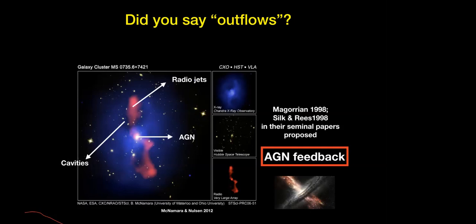It has radio jets, which are visible in radio. And these radio jets are clearing out cavities and creating pockets in the gas, which are seen in the X-ray image of the galaxy cluster. And this galaxy cluster is also shown to have a lesser amount of star formation in it. So this is a perfect example of AGN feedback.